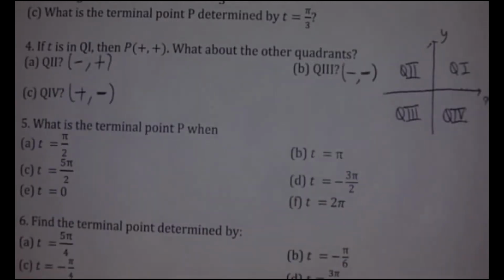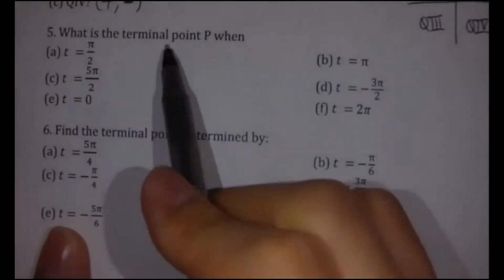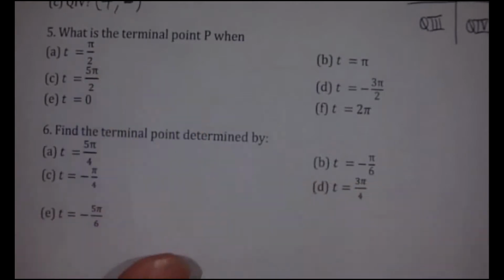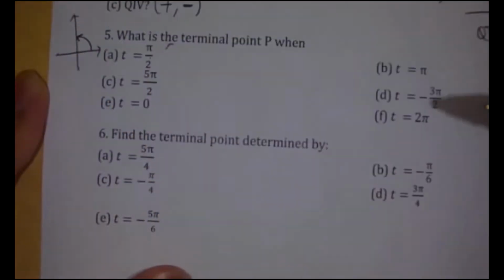All right. Next we have questions 5 and 6. So here, what's the terminal point P when t equals pi over 2? That's our first one. Let me draw this in here. Actually, let me draw on this side, we need some space. All right, so pi over 2 is 90 degrees. So 90 degrees, that'll be up here. Just ask yourself, if this is on a unit circle, what's the coordinate? The coordinate at this point is going to be 0, 1. Right, x coordinate 0, y coordinate 1.